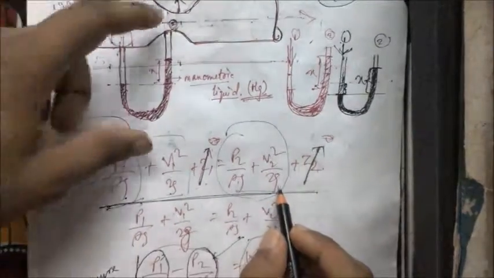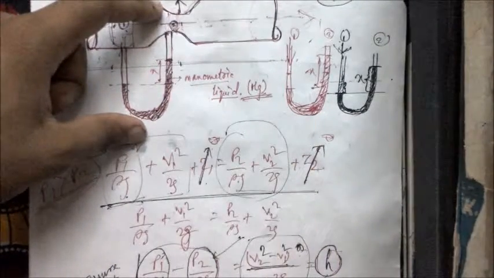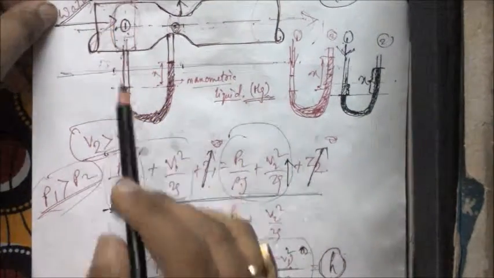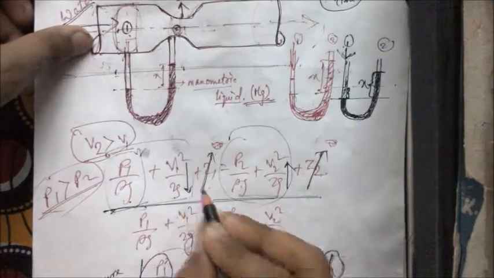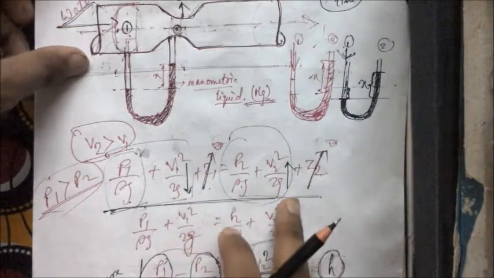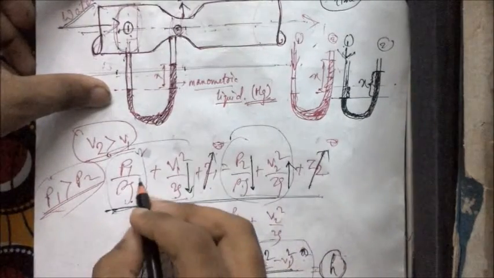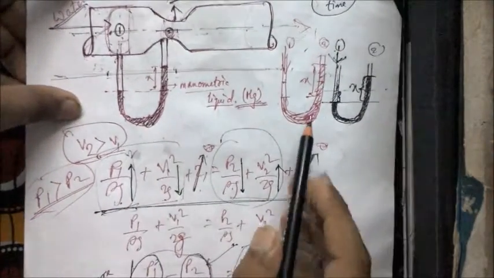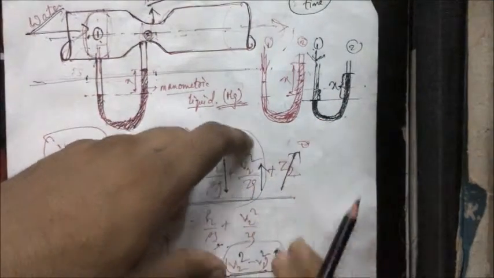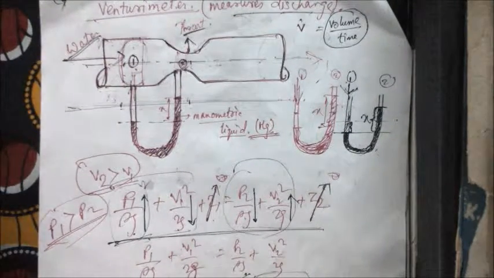See, I know that the area at 2 is very less, so the velocity at 2 will be higher. And the area at 1 is large, so the velocity will be low compared to V2. V1 will be low, V2 will be high. So if V2 gets high, then P2 must become low to balance the equation, and P1 must become high. And that is what your mercury has shown. Okay, now you get the concept of Bernoulli's equation.